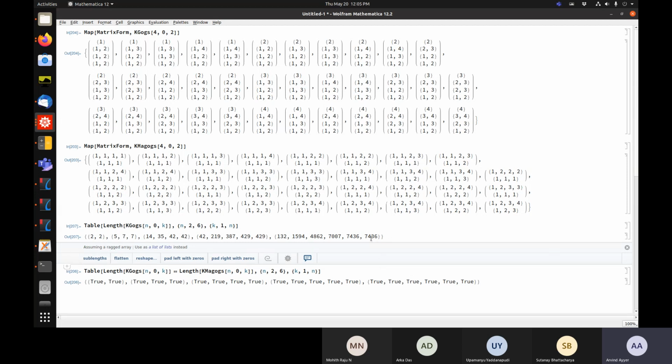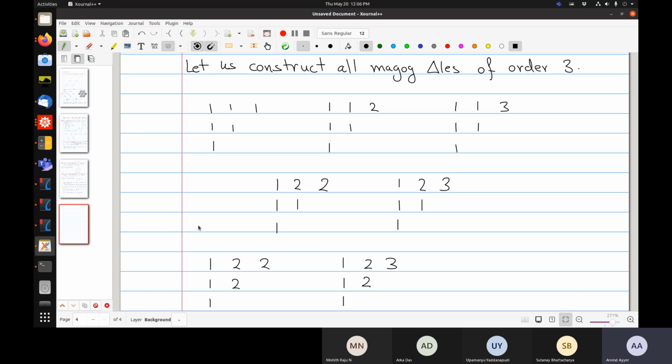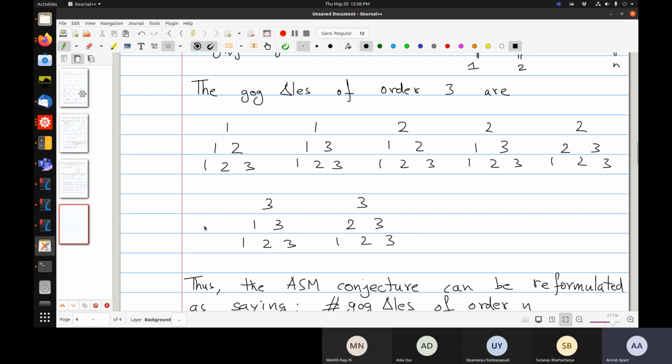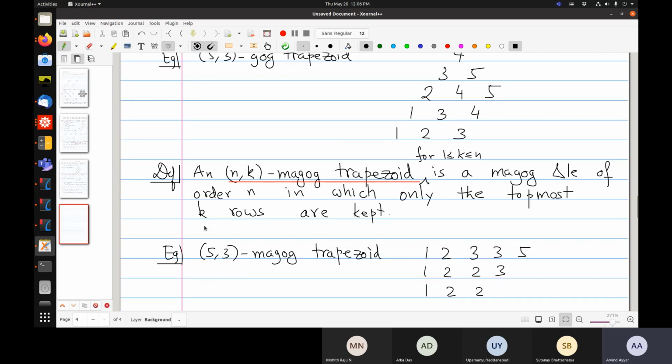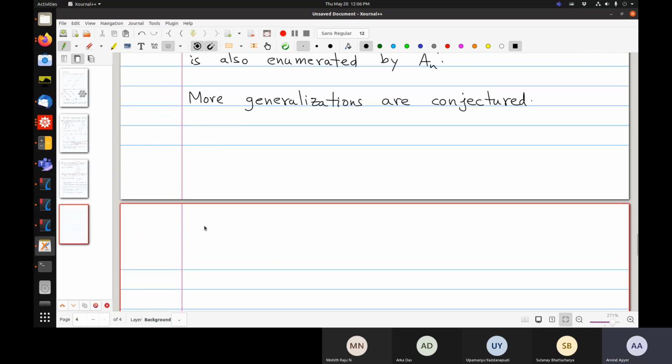So even for size 7, there are, as I said, more than 200,000. Let me leave this running. It will be too long, I think. So at that point things become very unfeasible. But who knows? It's possible that there is a nice bijective proof, but people have not found it.